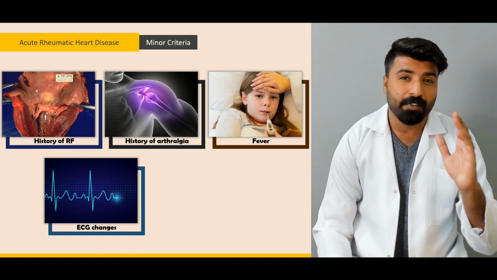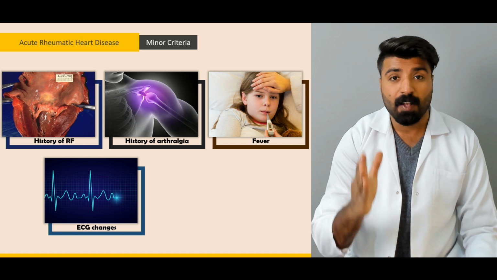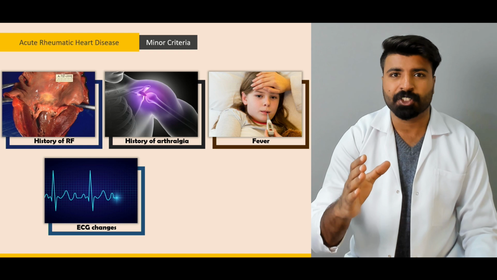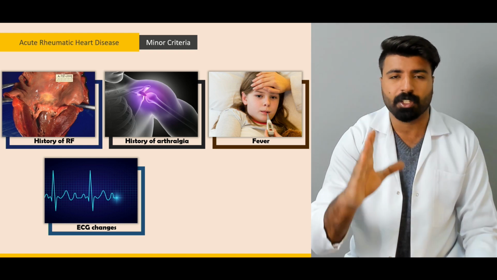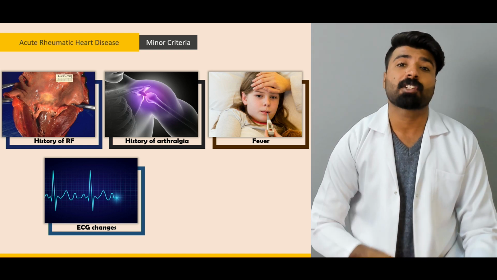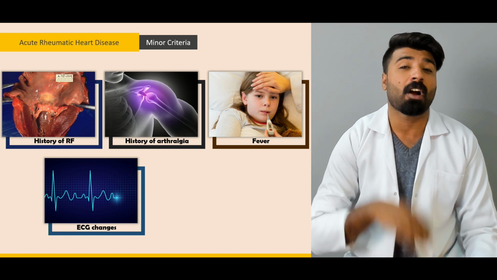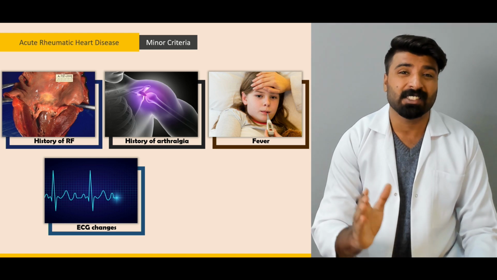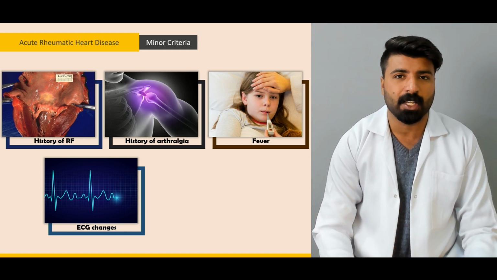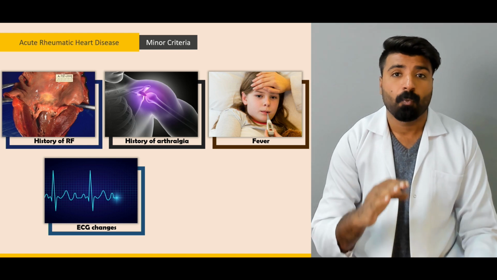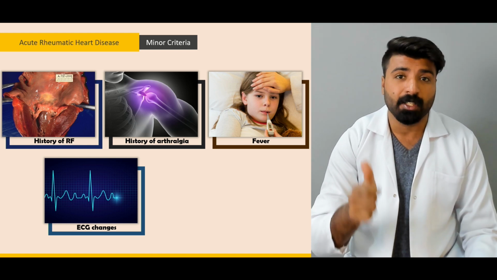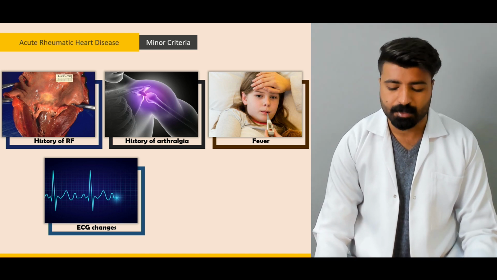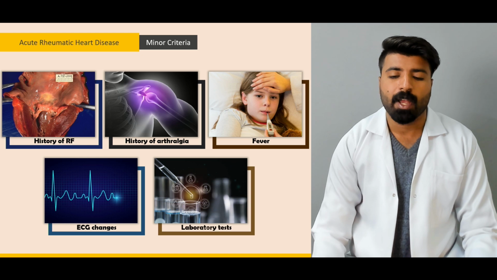So it depends on which valve got affected, on how much level, and due to that valve insufficiency, that valve stenosis or regurgitation, which of the heart structures are going to get affected, which part of the cardiac cycle is going to get affected. So ECG changes are very variable in this case. You don't have to dig into them. What you have to know is that ECG changes will be according to the pathology coming out of acute rheumatic heart disease. Next on, we have laboratory tests.